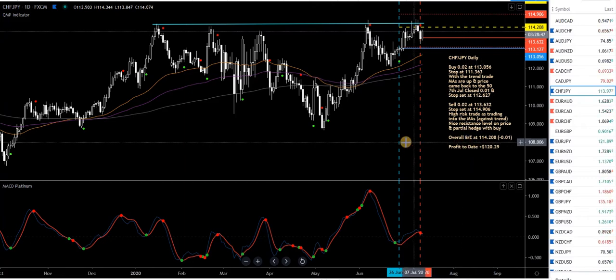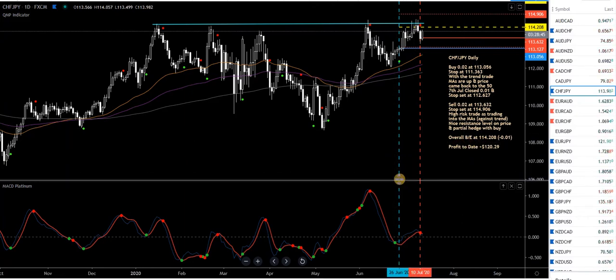Swiss yen. What have we done here? Took a buy in here and I've taken a sell in here. So it should be S1, S2, just 2 separate trades. So both got stops. The buys here, it's gone up, went through, the MACD platinum's gone through the 0 level, closed half, put a stop in place.